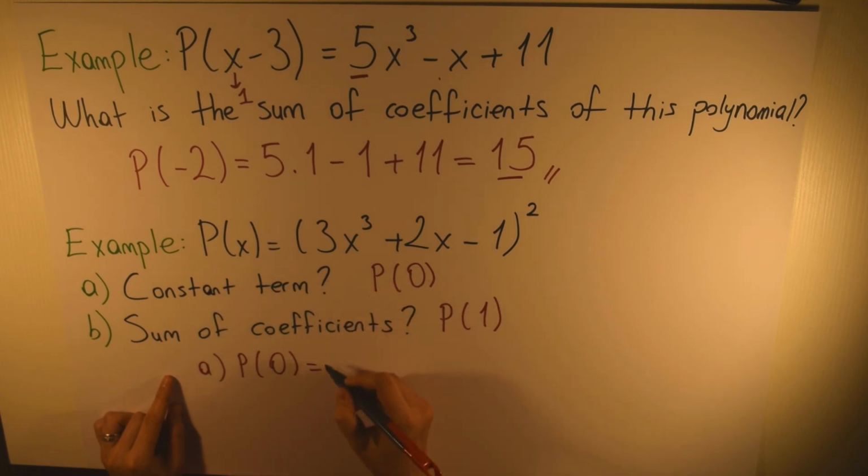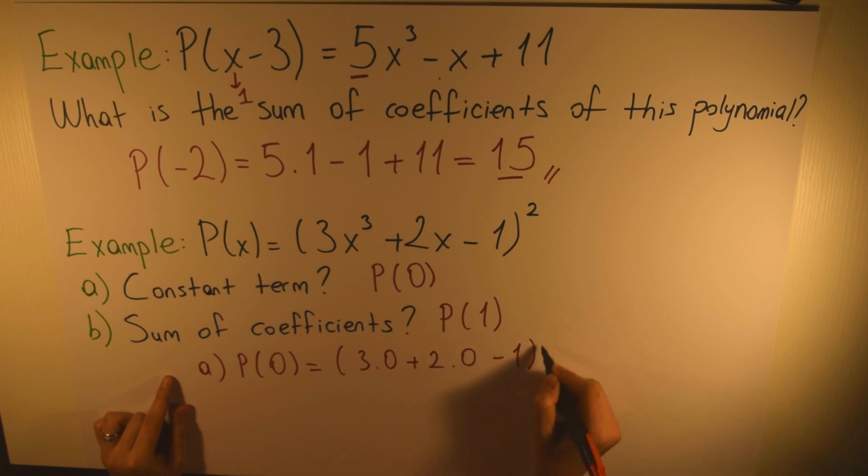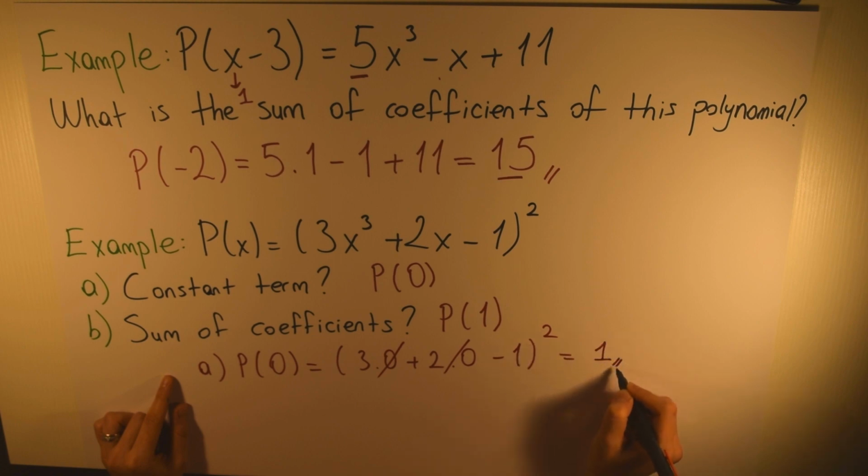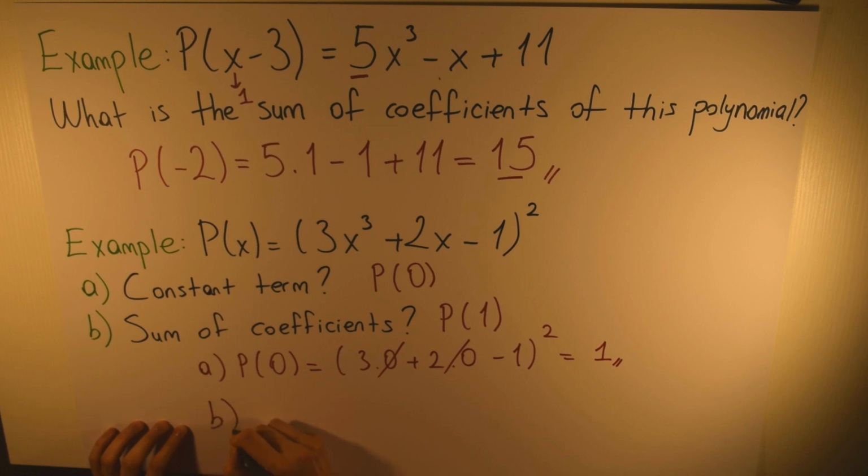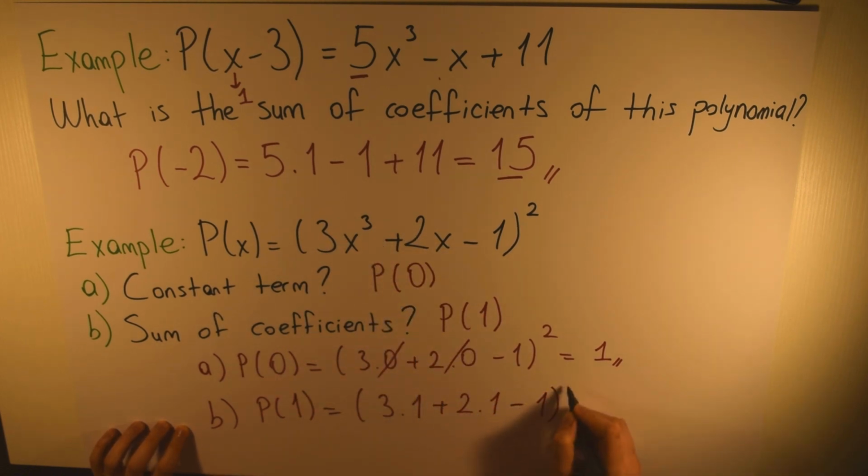So the first one, p(0) is equal to (3 times 0 plus 2 times 0 minus 1) to the power of 2. These are 0, minus 1, and we get here 1. And here we should find p(1), right? So we have here (3 times 1 plus 2 times 1, because this is 1 to the power of 3, it's 1, and minus 1) to the power of 2. This is 3, 5 minus 1, it's 4. So the answer is 4 squared, which is equal to 16.